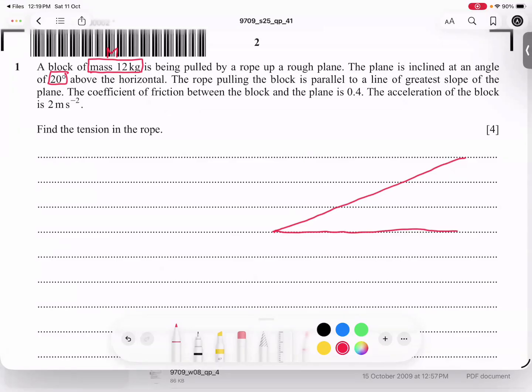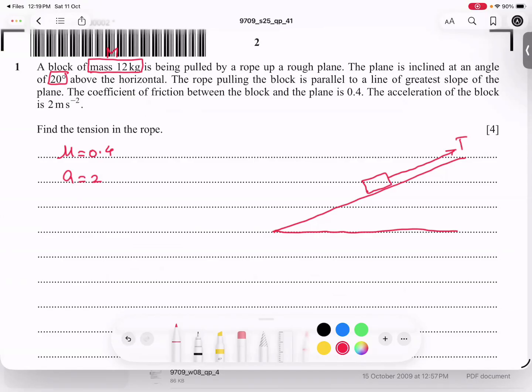So let's say this is a particle being pulled up with a force. The rope pulls the block parallel, which means the applied force is not at an angle, it is parallel to the surface, parallel to the slope. The coefficient of friction is given as 0.4, so mu is equal to 0.4, and the acceleration is 2. He asks for the applied force, or tension, same meaning.